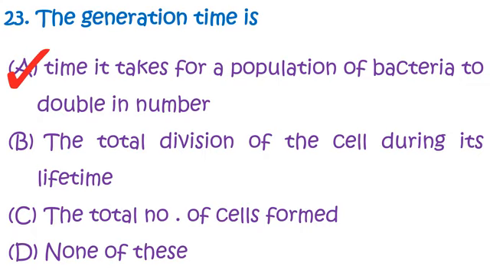The generation time is also called doubling time because a cell divides using binary fission and it divides into two cells by copying all the genetic material exactly into half.